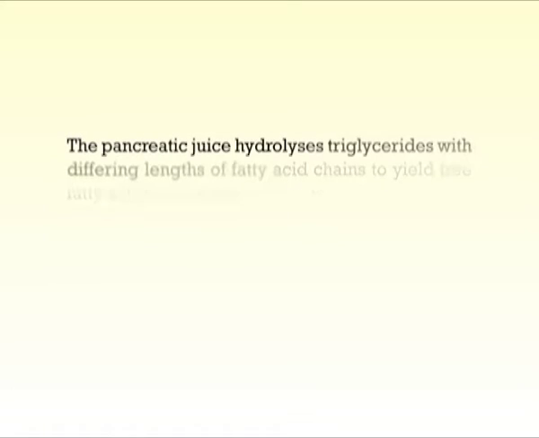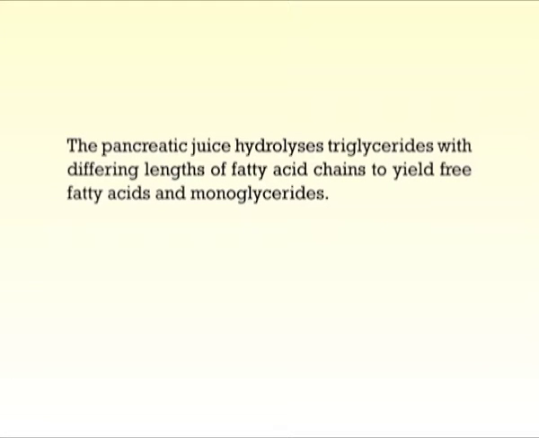Pancreatic juice is secreted and it raises the pH value at which pancreatic lipase becomes active. However, pancreatic lipase cannot act until an enzyme, procolipase, becomes activated to colipase by the pancreatic trypsin enzyme. Colipase then combines with pancreatic lipase and the emulsified lipid droplets to permit the lipase to act on the triglycerides within. The pancreatic juice hydrolyzes triglycerides with differing lengths of fatty acids to yield free fatty acids and monoglycerides.